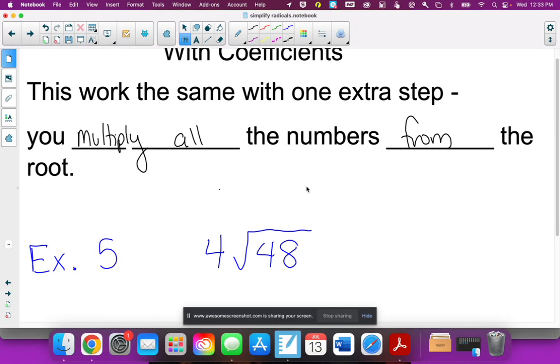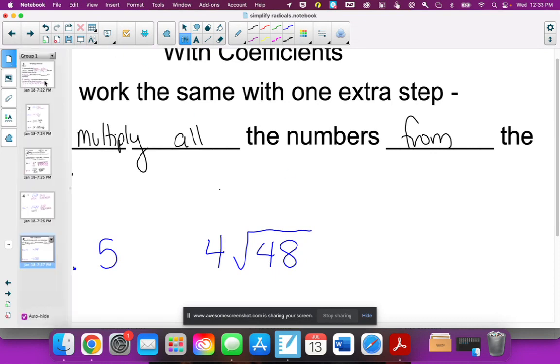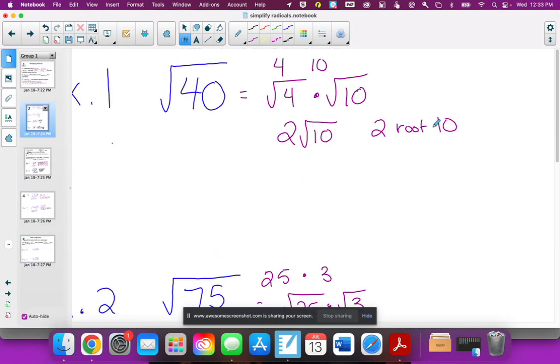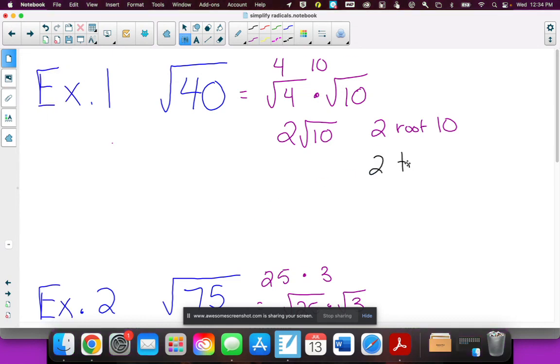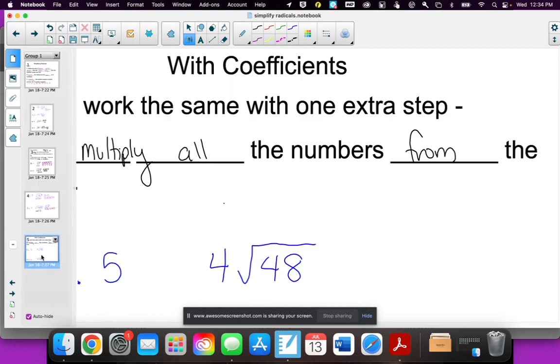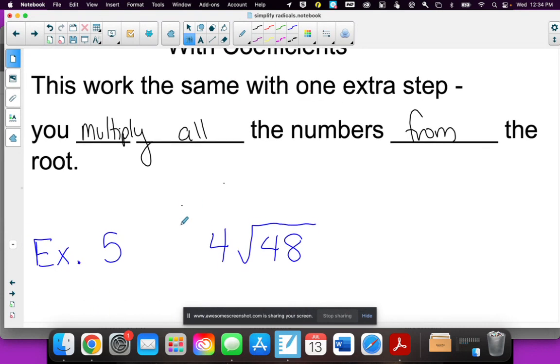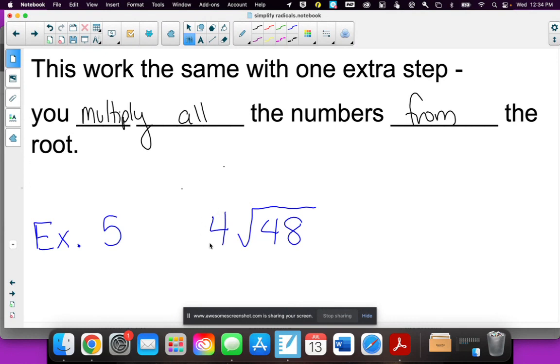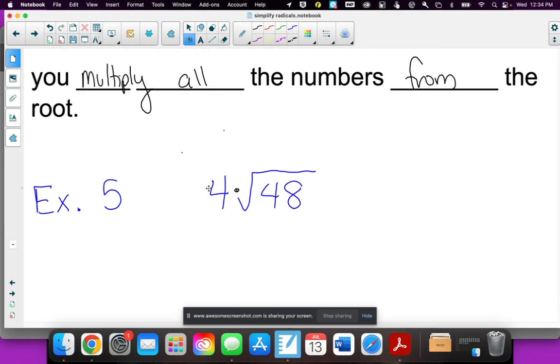What I said before, way back at the first example, how this is 2 root 10, or 2 times the square root of 10, right? Okay, because this is a multiplication statement. You are multiplying. There's no symbols in between them, so these are all being multiplied, okay? Basically what this means is that this is 4 times the square root of 48, okay? 4 times. I'm going to simplify my 48. I just can't forget that 4 is going to actually multiply.